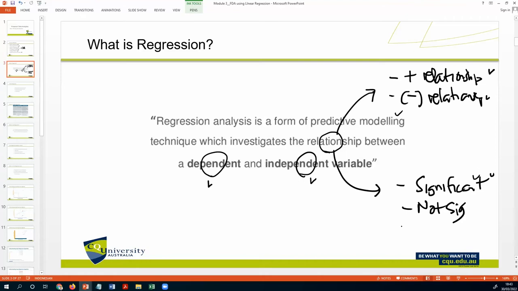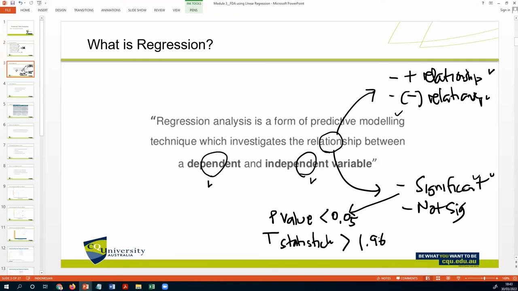How do you know that the relationship is significant or not? If the p-value is below 0.05 and the t-statistic is above 1.96. How do you know that the relationship is positive or negative? It is a positive relationship if the coefficient is positive, and a negative relationship if the coefficient is negative. So this is the big picture of what regression is.